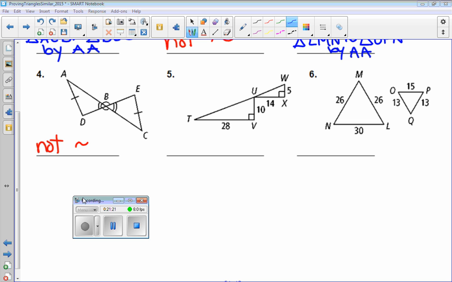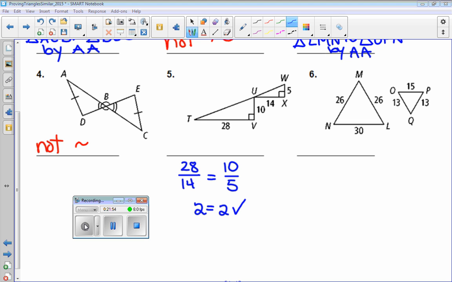One more. Side, side, side, or side, angle, side? Side, angle, side. Do I have an angle that's congruent to each other? Yeah, the right angle. So we know all right angles are congruent, right? So that's good. What would 28 correspond to in the other triangle? Because it's the bigger one, right? So 28 is to 14 as 10 would be to 5. Do those reduce to the same number? Yeah, they're both 2's. So the sides are proportional. I've got the angles congruent.